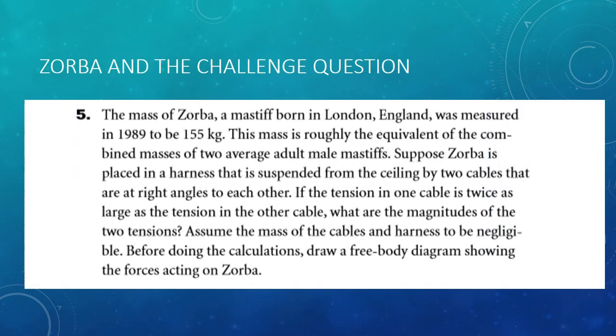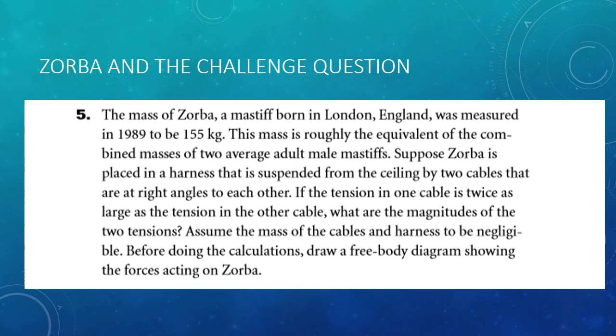Problem set B, number 5, is about Zorba, the giant mastiff, and this is a challenge question. There's a lot of trig involved in this one. The massive Zorba, born in London, England in 1989, so he must have passed away, unfortunately, by now. 155 kilograms. Again, 2.2 pounds per kilogram tells you that this is a 300 and some odd pound dog. 2 average adult male mastiffs. So he's twice as big as the other mastiffs. And you can read the rest of the question.